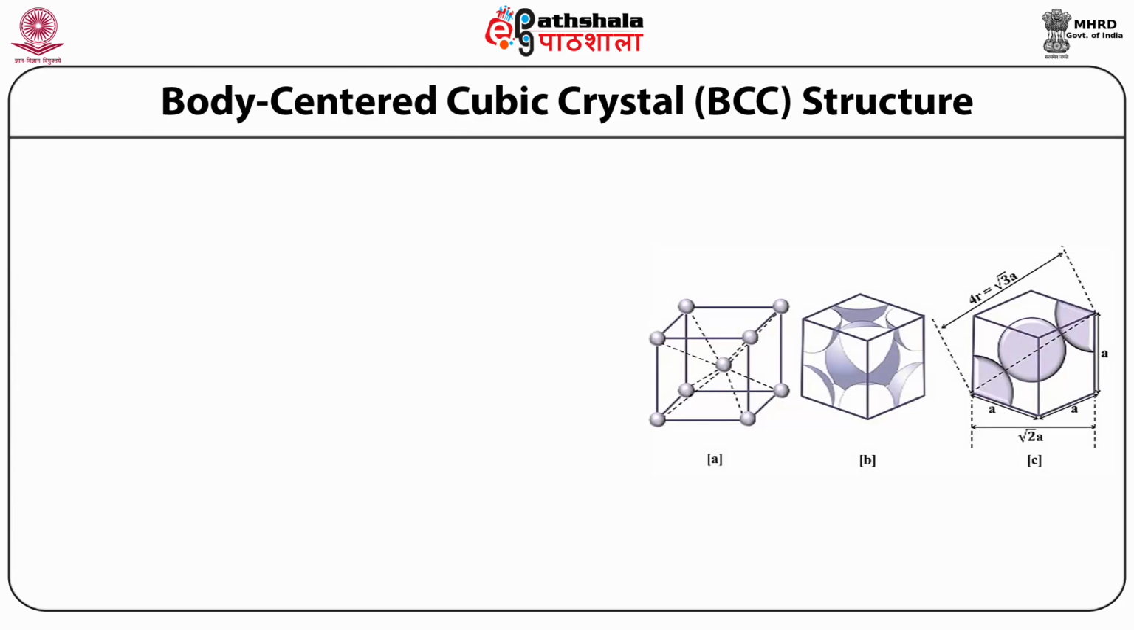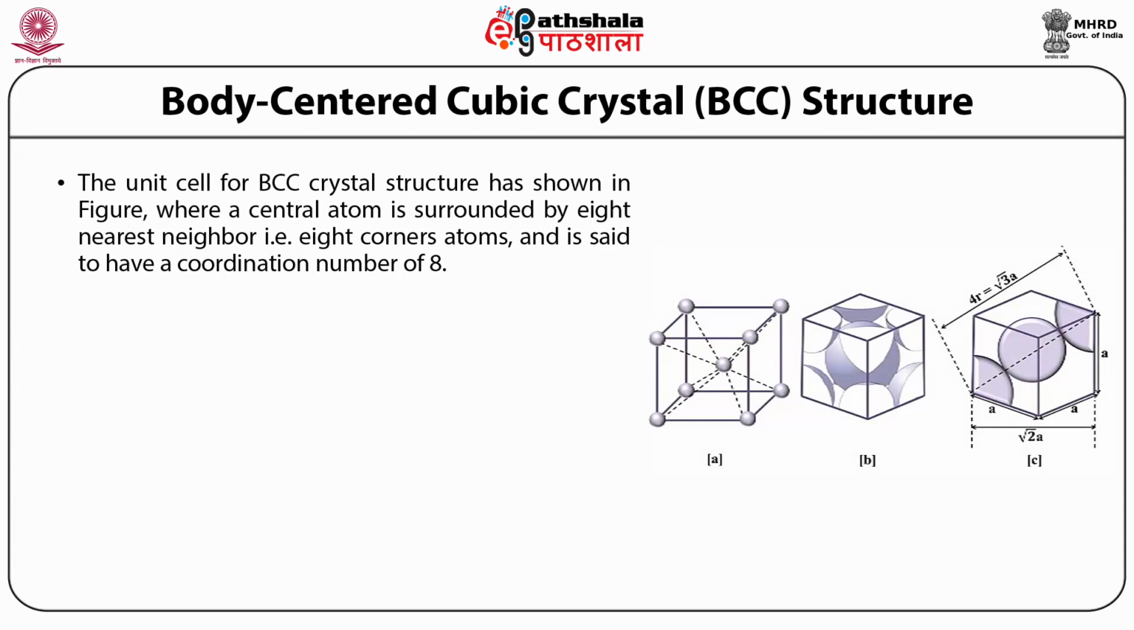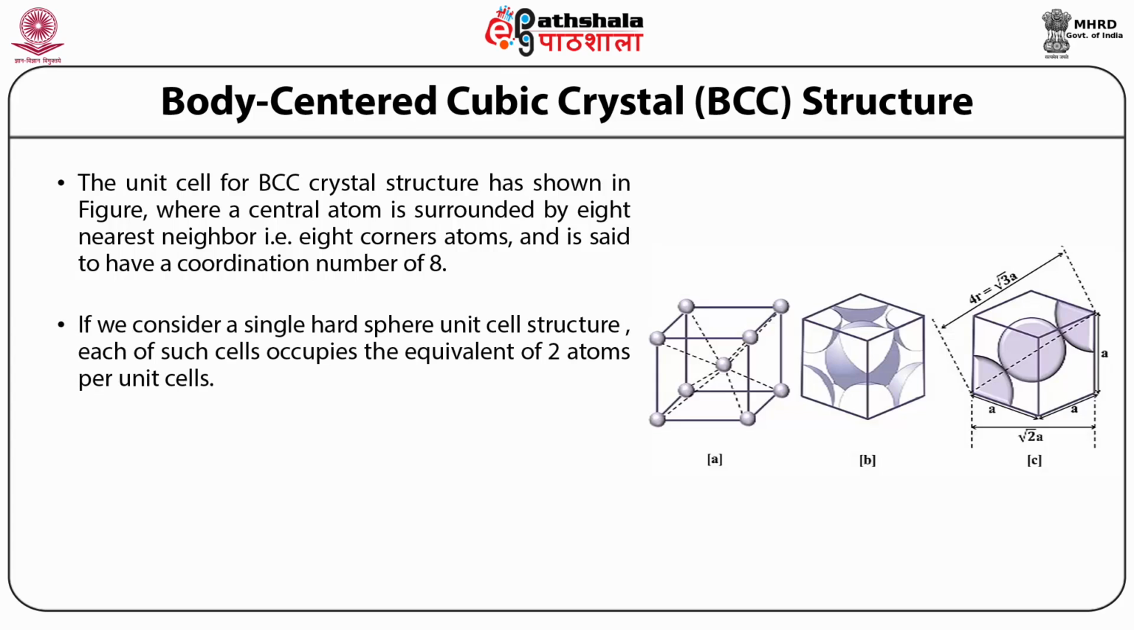Body-centered cubic crystal, or BCC structure. The unit cell for BCC crystal structure has been shown in the figure below, where a central atom is surrounded by 8 nearest neighbors, that is 8 corner atoms, as evident from figure A, and is said to have a coordination number of 8. If we consider a single hard sphere unit cell structure from figure B, each of such cells occupies the equivalent of 2 atoms per unit cell.